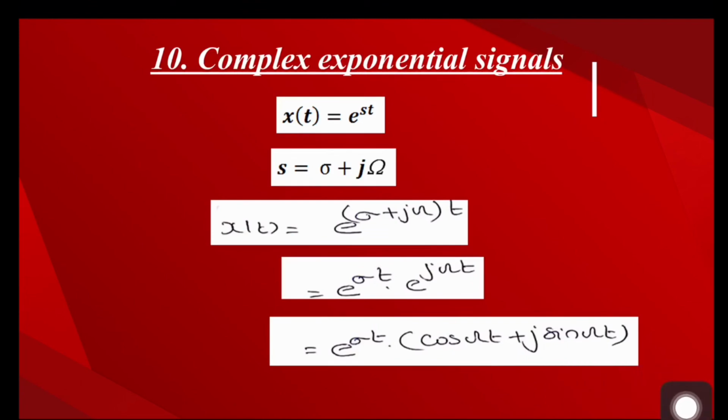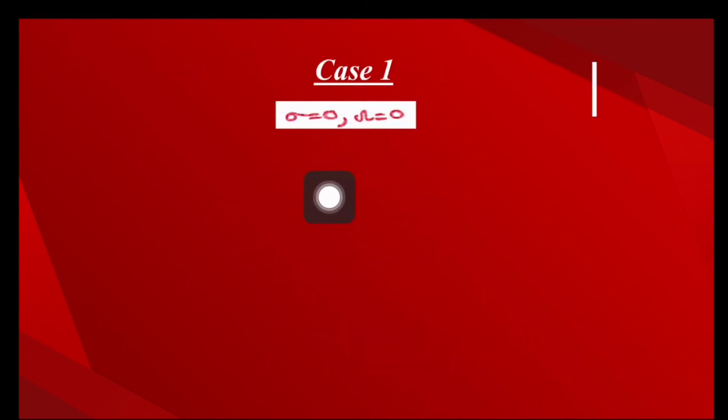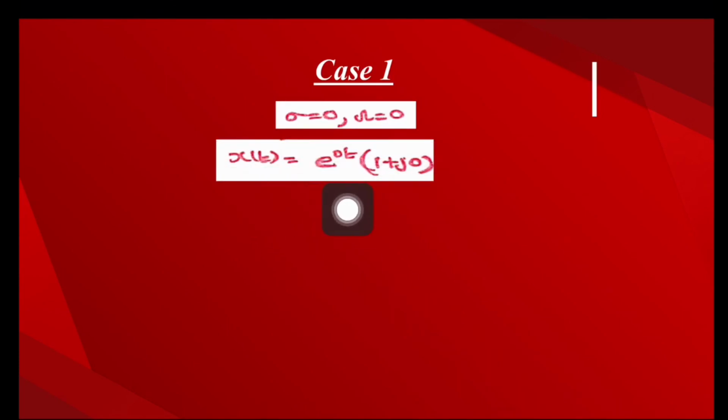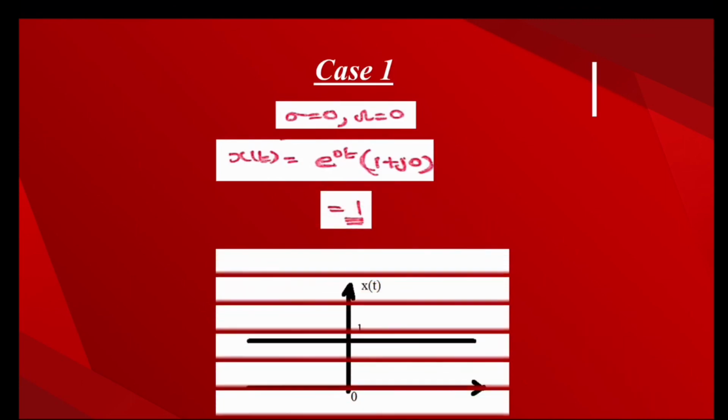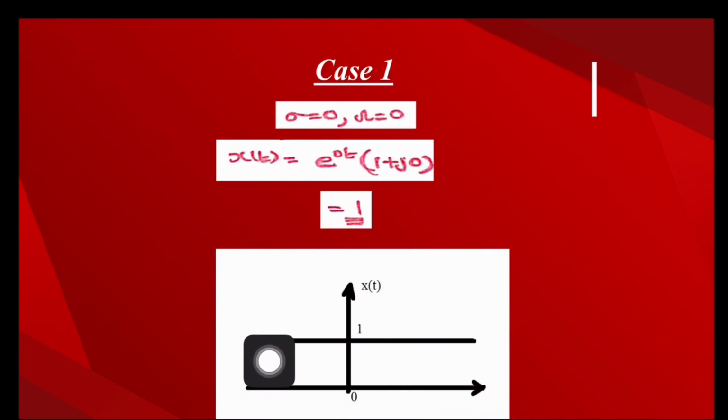Now what we are going to do is we are going to plot complex exponential signals for different values of sigma and omega. Okay, the first condition, sigma is equal to 0, omega is equal to 0. Correspondingly, we get x of t is equal to e raised to 0 t, that is 1 plus j0, that is 1, which looks like this. You can see it is having a constant value 1 from minus infinity to infinity. Hope you got it.